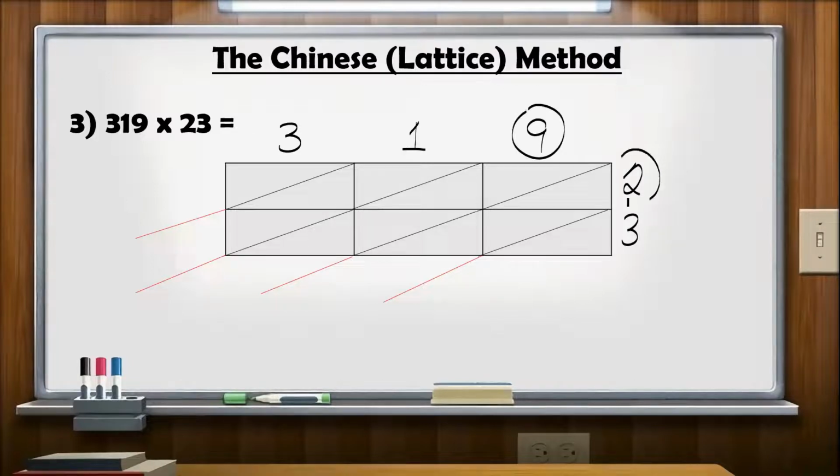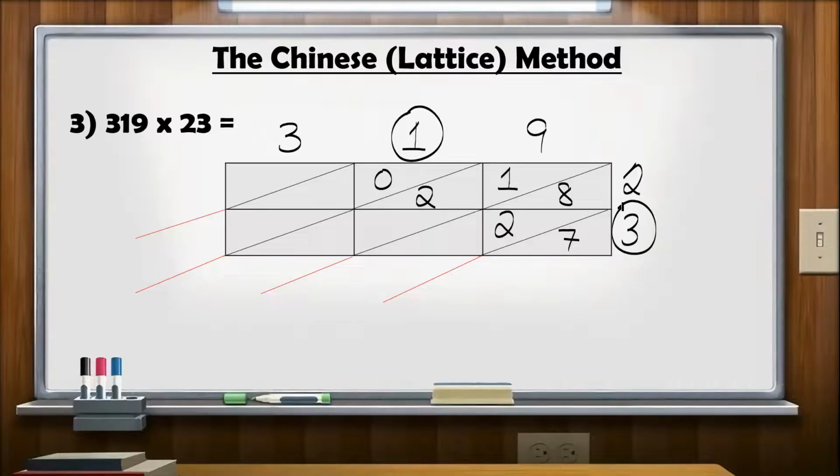So 9 times 2 is 18, which is 1 ten and 8 units. 9 times 3 is 27, which is 2 tens and 7 units. Next, I'm going to multiply 1 times 2, which is 2. That is 0 tens and 2 units. And then I'm going to multiply 1 with 3, which is 3. 0 tens and 3 units.